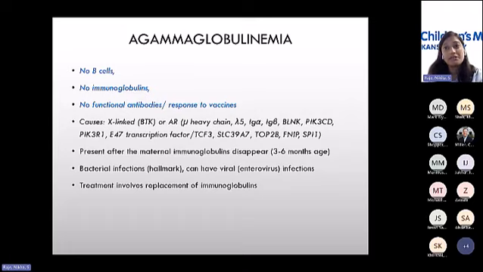Patients present after the maternal immunoglobulin disappears from the circulation, at about 3 to 6 months of age. These patients present with bacterial infections, which are the hallmark, but can have protozoal infections, viral infections, all of those. Particularly in XLA, you may see enteroviral encephalitis. Treatment involves replacement with immunoglobulins.